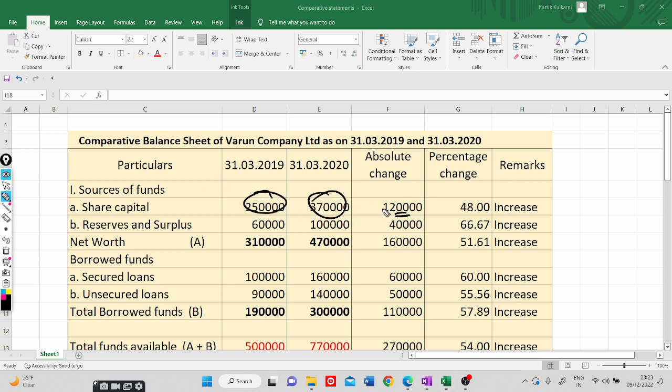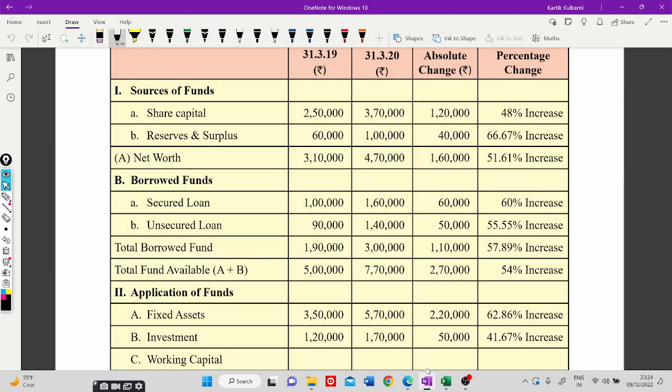take the difference and express that difference as a percentage change, mentioning whether it is increasing or decreasing. You can see here in the solution also.